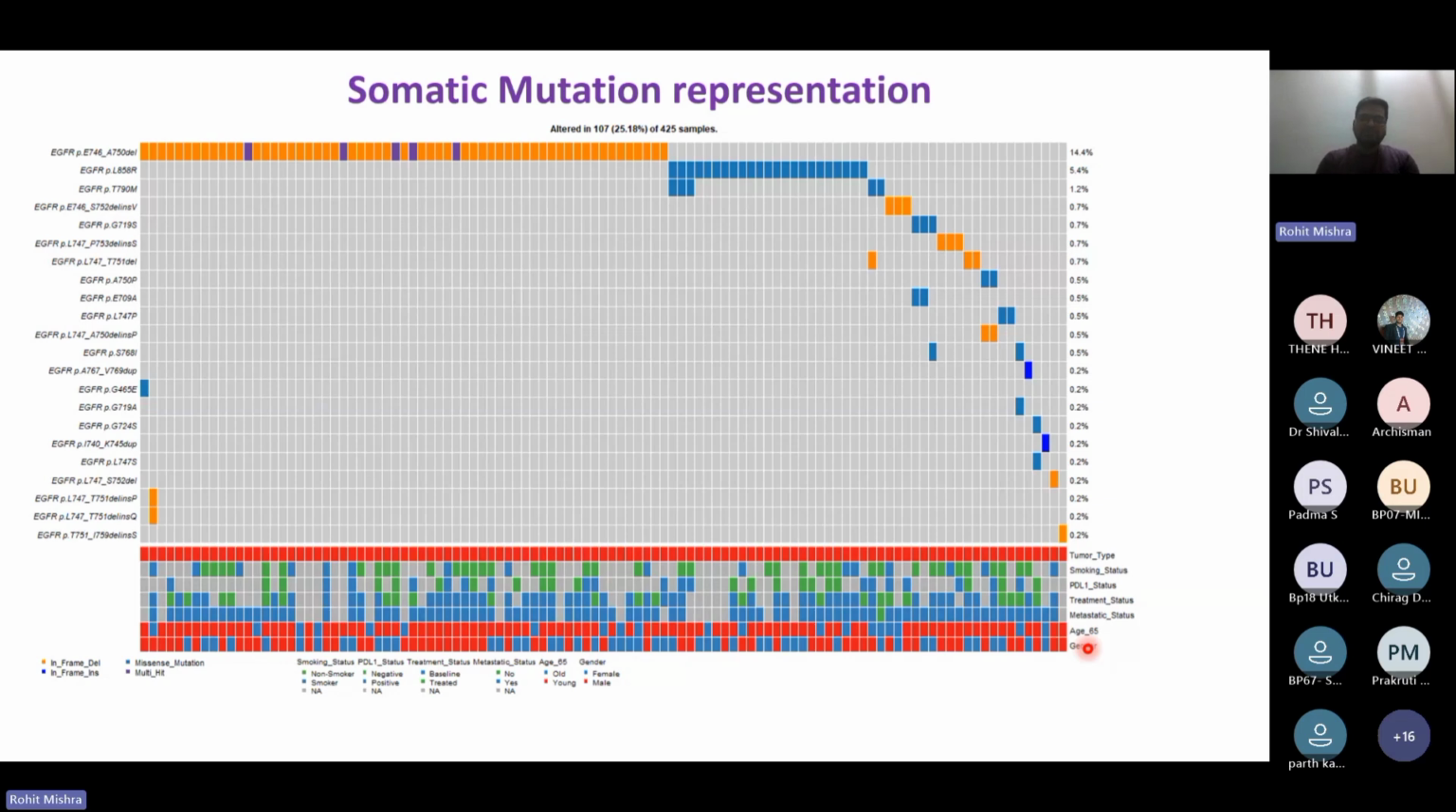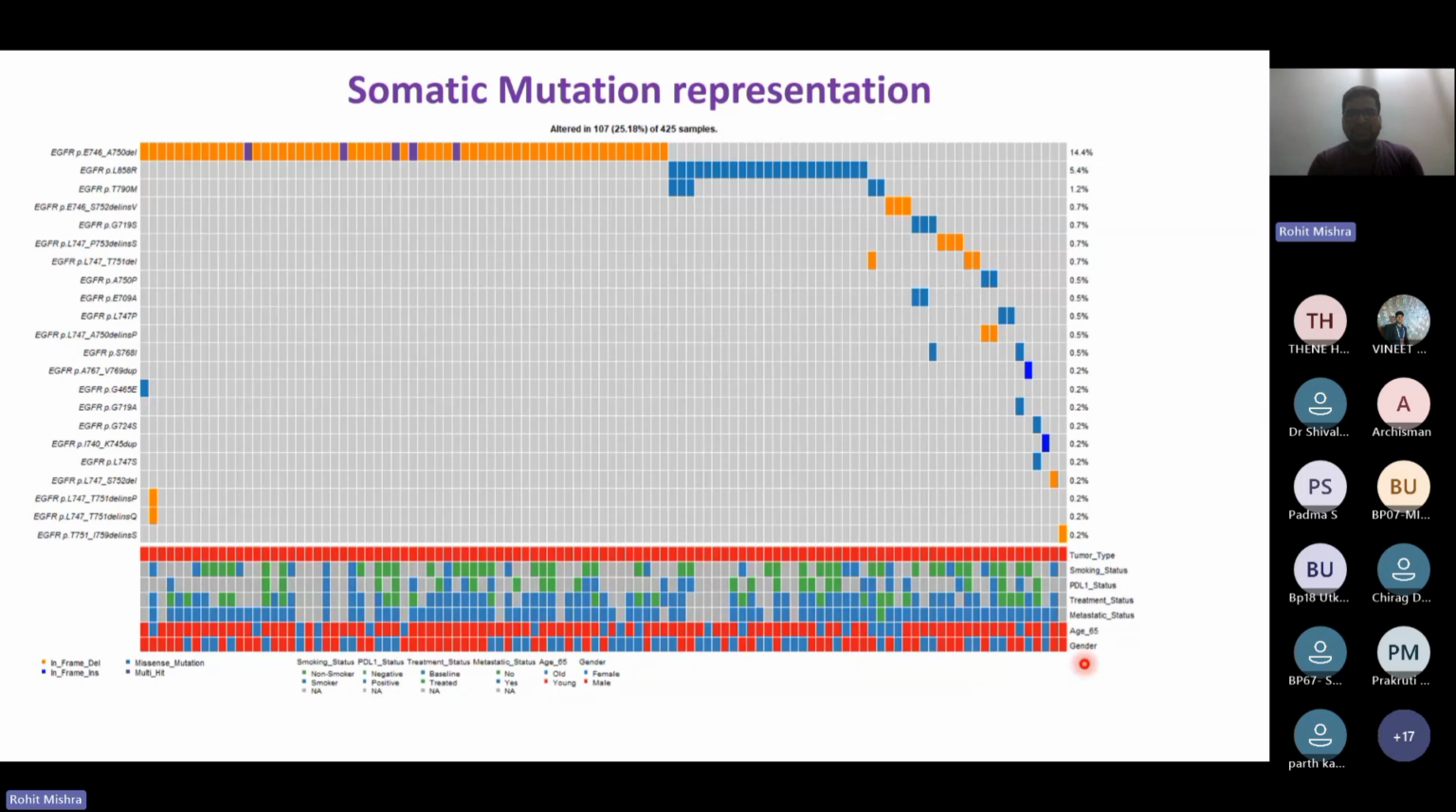What this clinical information will tell us is that it helps us classify into two groups. If I consider gender, female and male, what I want to look at is whether EGFR is high in female or male. That is one question we can ask. There are different questions that we can ask, such as whether EGFR is high in patients who are older or younger. That is one of the questions we can ask.